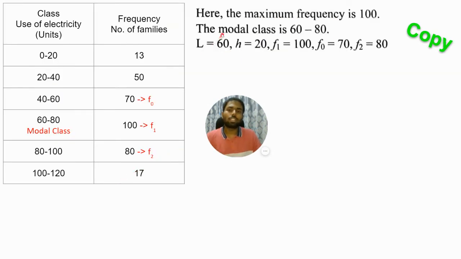So that I have written here. L is 60, modal class का lower class limit. Small h is 80 minus 60 which is 20. F1 we had seen 100. F0, उसके ऊपर का, 70 we had seen. F2, उसके नीचे का, 80 we had seen.